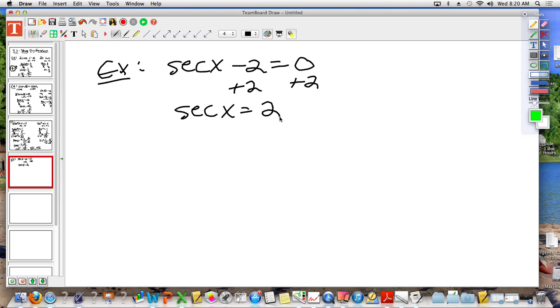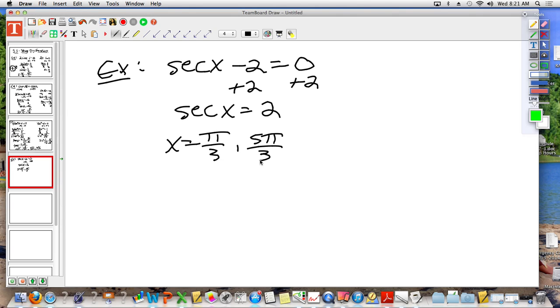Look at your tables. You're looking for 2. Where is it? Pi over 3. Two answers, right? Pi over 3 and another. Most of the time they will have the same denominator.